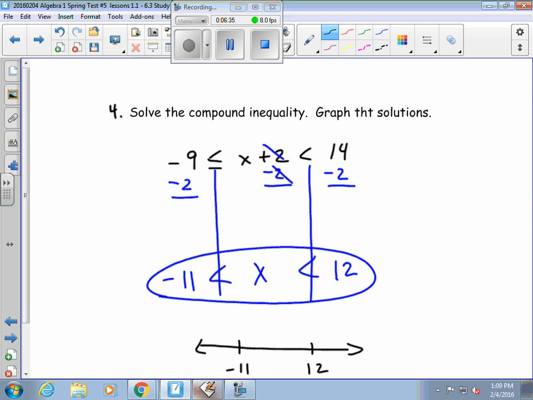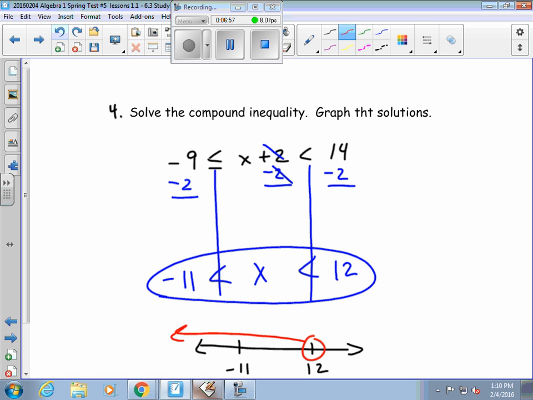Graph this compound inequality as 2 separate inequalities. The easy one to graph, as I keep mentioning, is this one here, the one that you can read with the variable first. It says x is less than 12. So less than is an open bubble. You don't color it in because it's not or equal to, and less than is everything in this direction.